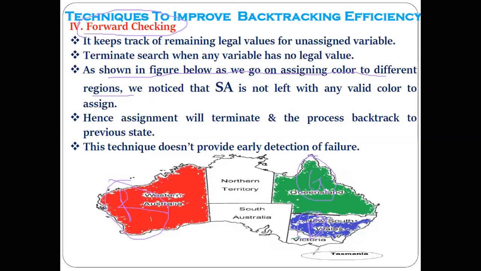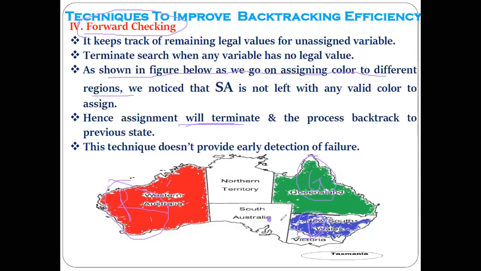Okay. Now when we go to assign another color to another variable, after assigning these three regions with three different colors, when you see the next region, we come to know there is no color remaining which can be assigned to Southern Australia. Yes or no? Yes, sir. Is there any valid color remaining which we can assign to Southern Australia? No. So at that point we determine that we cannot assign a valid color to the remaining region, okay, at that point we terminate.